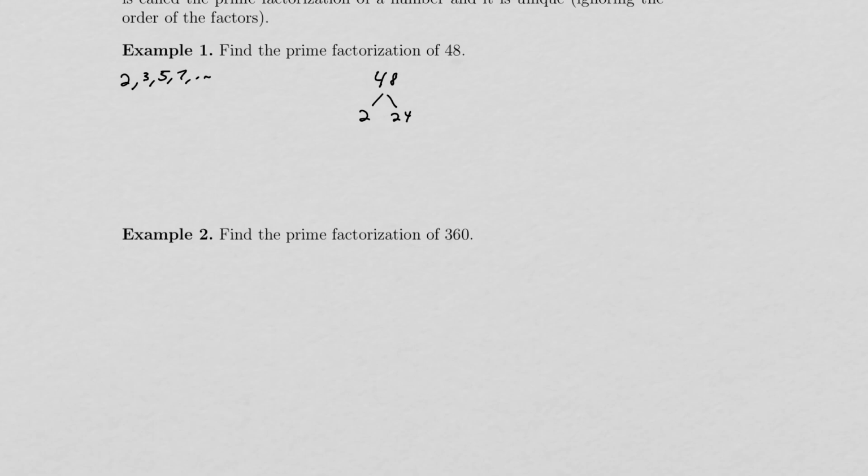Then I branch off of the 24. And I ask myself, does 2, let me start with 2 again, does 2 go into 24? Yep, it goes in 12 times. Then I branch off to 12. Does 2 go into 12? Yeah, it goes in 6 times. And then finally, does 2 go into 6? Yes, it goes in 3 times. And you're going to stop when all these numbers on the left-hand side are prime numbers, right? And the last one, both of them should be prime.